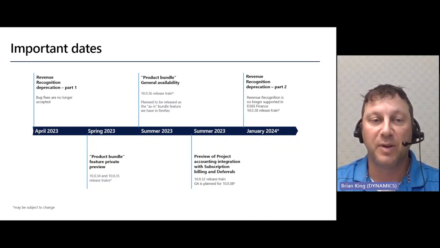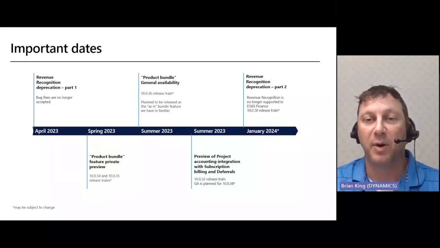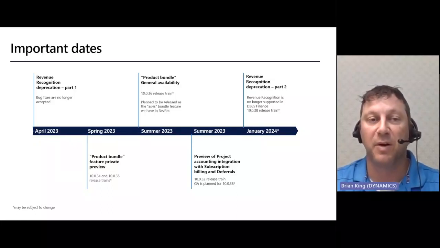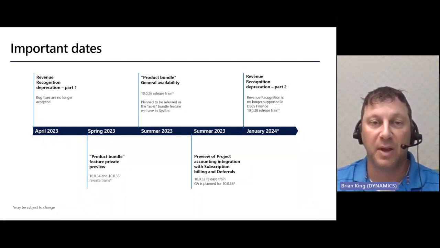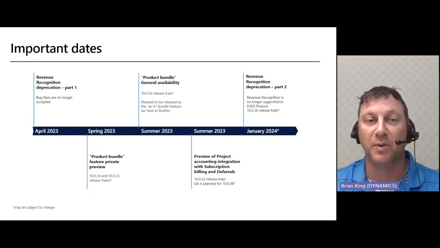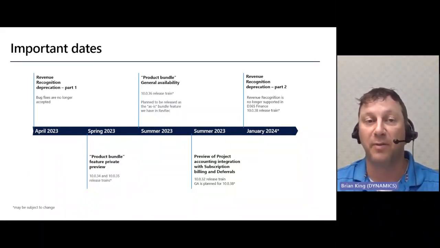So throughout the summer, in 10.0.34 and 10.0.35, we've released in private preview a separated feature called product bundle, which is the revenue recognition bundle as a standalone feature. That feature will ship in 10.0.36 as a generally available feature. So when you move to 36, if you're using product bundles or bundles in revenue recognition, you can move to product bundle. That'll give you that functionality separated from revenue recognition.